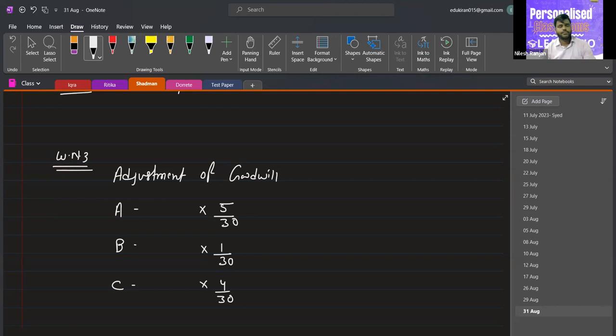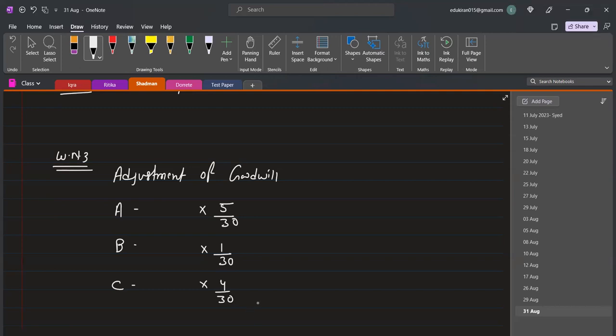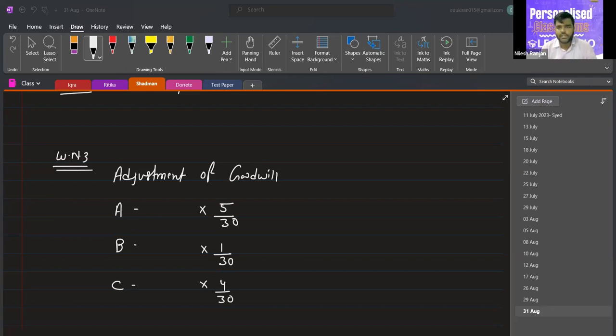Sir, to find the goodwill, first we have to find the average profit. I have found it. And then normal profit, there is no capital employed in normal rate of return. Okay, actually, this is the average method. In the average method, you don't need any normal rate of return and capital employed, because you just multiply the average profit into the number of years' purchase.